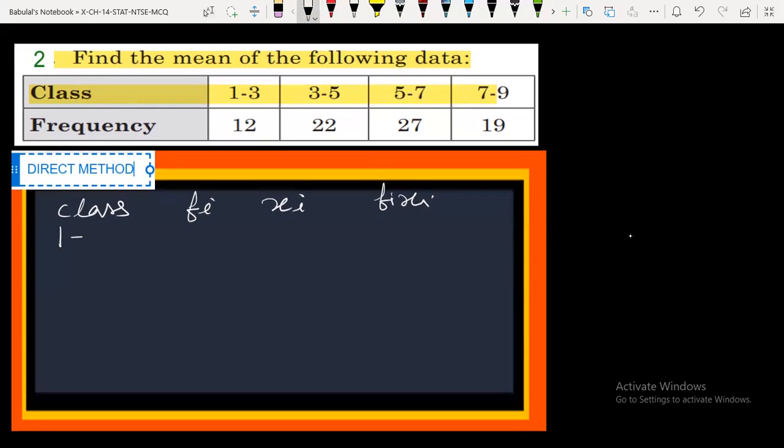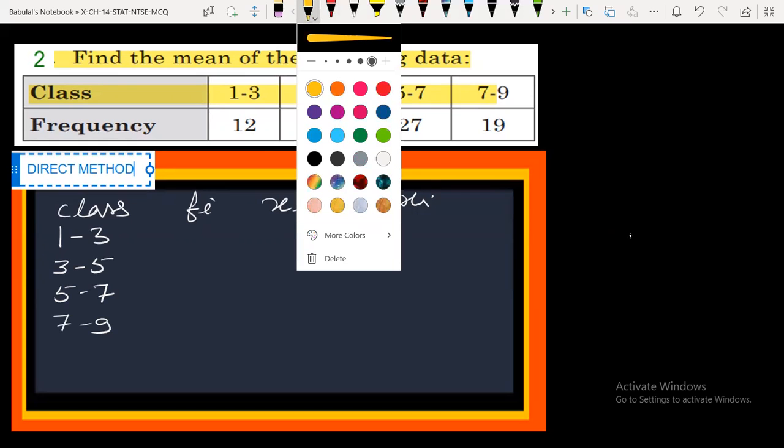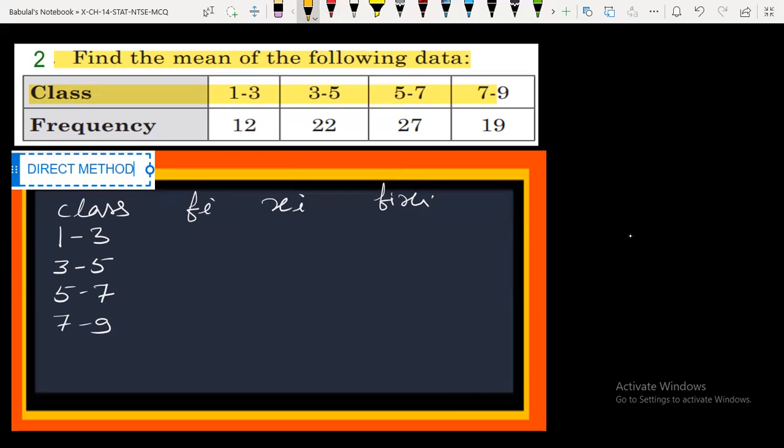That is 1, 2, 3, then 3 to 5, then 5 to 7, then 7 to 9. It is already given in the question. And the corresponding frequency is given 12. This is 12, then 22, then 27, and then 19.